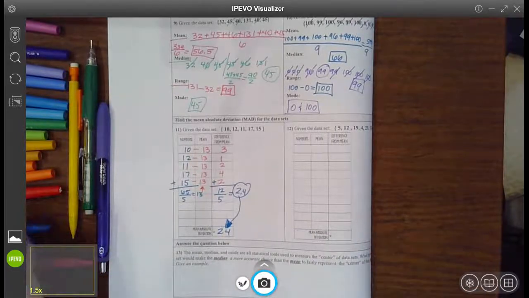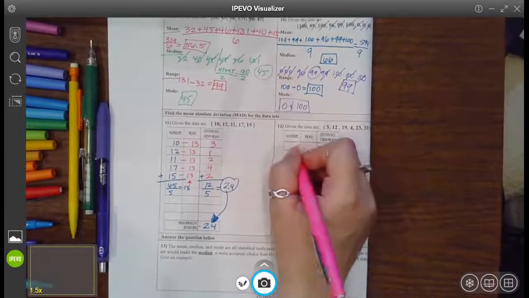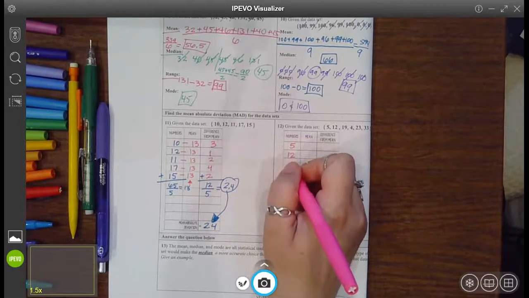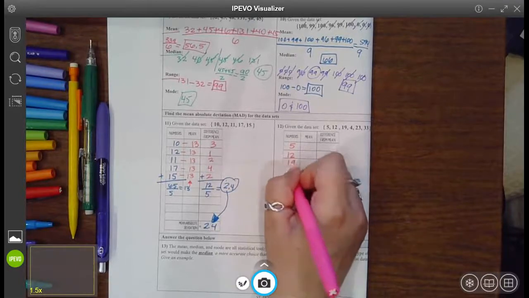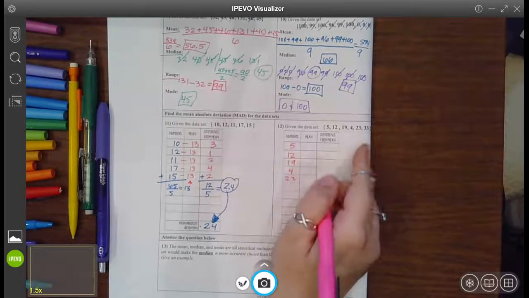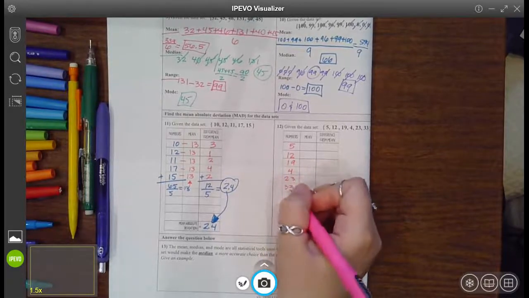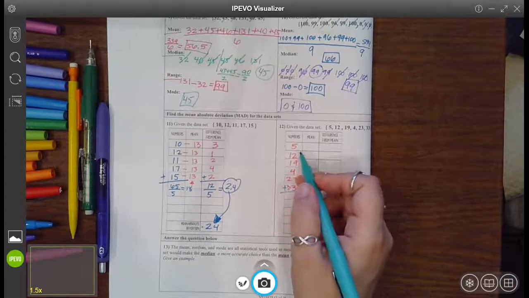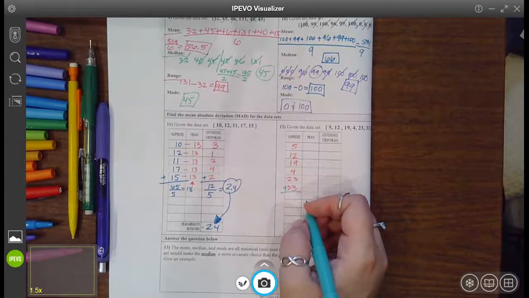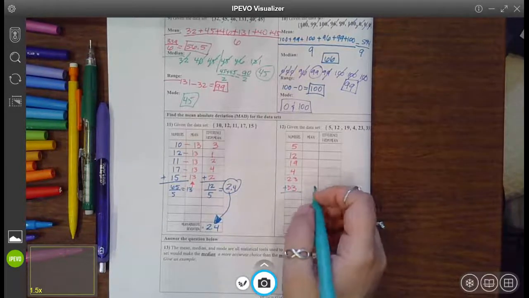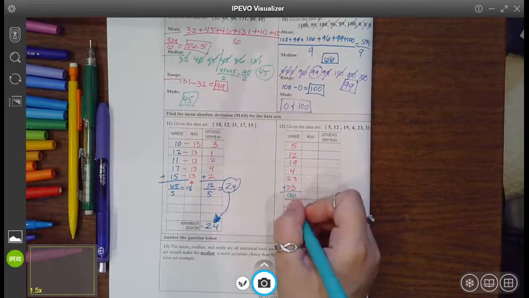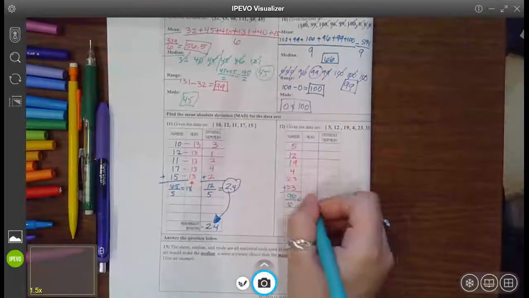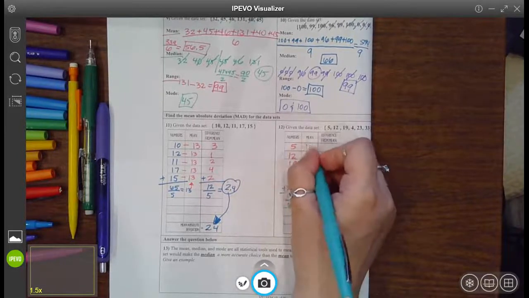Okay, my next one. My numbers for my data set were 5, 12, 19, 4, 23, and 33. Okay, let's find the average or mean of those. So add all those in your calculator. When you add all those up, you get 96. 96 divided by 6 is 16. Okay, so that is the mean.